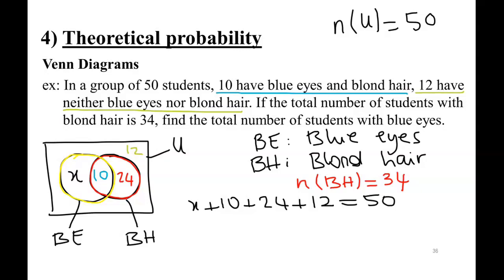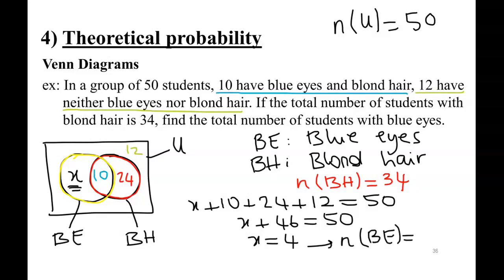So if we add those up, we have X plus 46 equal to 50, which leaves me with X equals 4. So X being 4, it means that I have 4 students in the class that only have blue eyes and don't have blonde hair. So the total number of students with blue eyes, which is N of BE, is basically 4 plus 10. That's including the students in the intersection, which is 14.